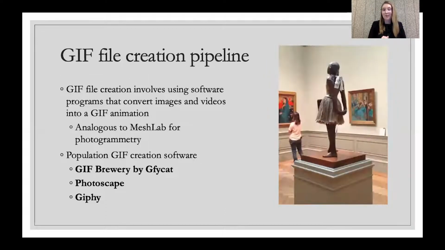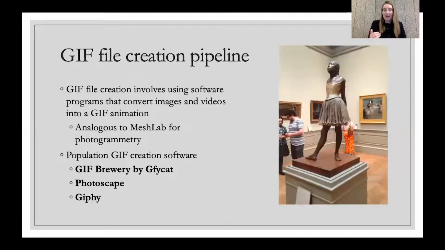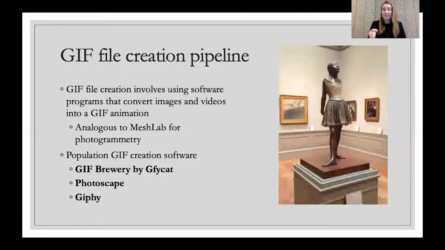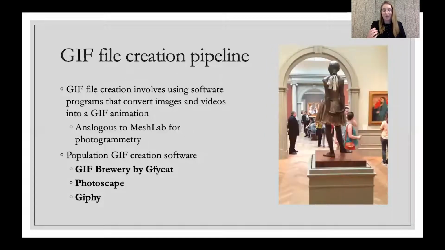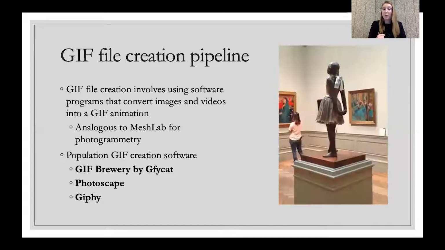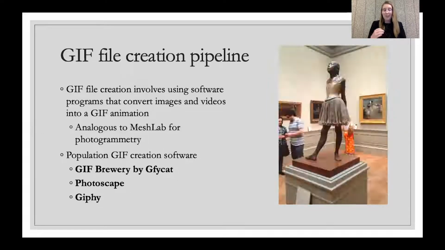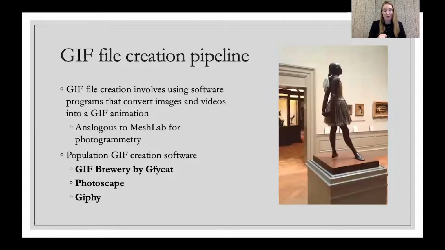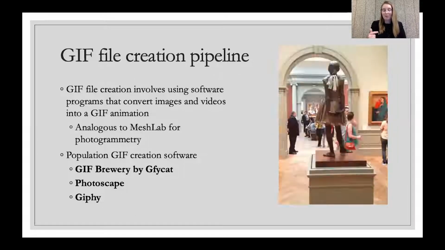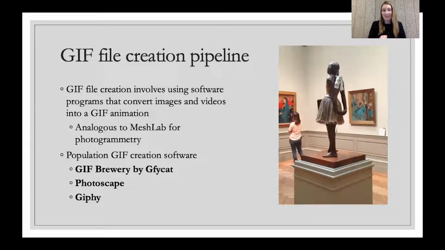GIF Brewery by GIFcat is a free GIF file creation program that allows the creator to create GIF files in real time and allows editing and cropping of the resulting GIF. This program allows the user to use an existing video to make a GIF, to stitch images and videos together to create the final product, or to record independently on a smartphone, similar to the use of mobile devices for photogrammetry. Institutions that do not have a DSLR camera can therefore take advantage of this program that automatically optimizes frame count and frame delay to ensure a beneficial video.